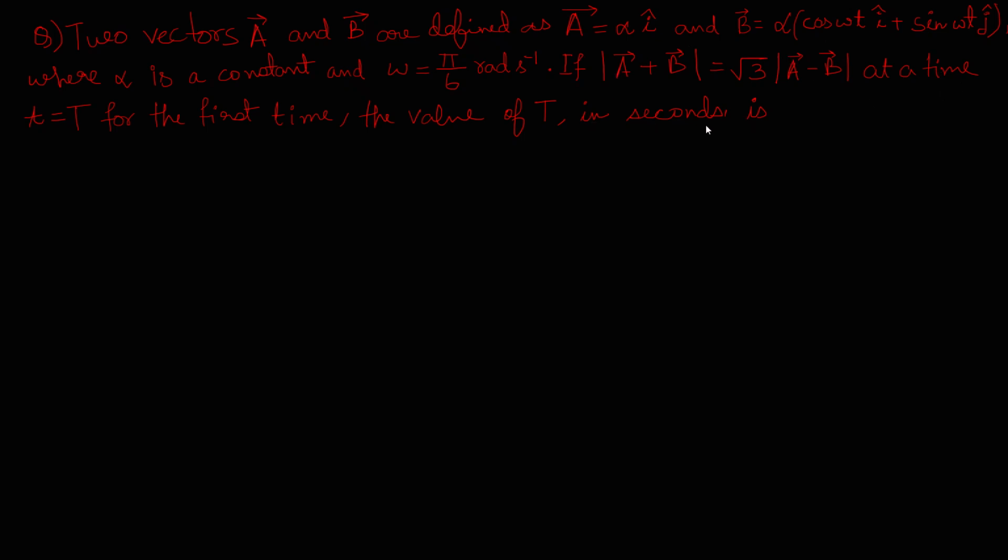This is the same as the last two problems that we have discussed, and there is a constant here, omega. This omega is given as pi by 6 radian per second. This is the angular speed, you can say, at a time t equal to capital T. Vector A is not dependent on time, but vector B is dependent on time. This is not always true, but at time capital T, this is true. So we have to find the value of T for which this is true.